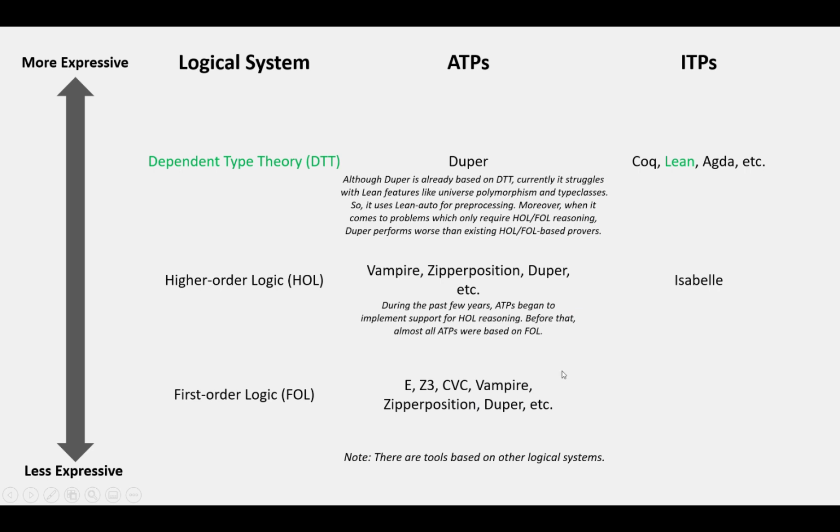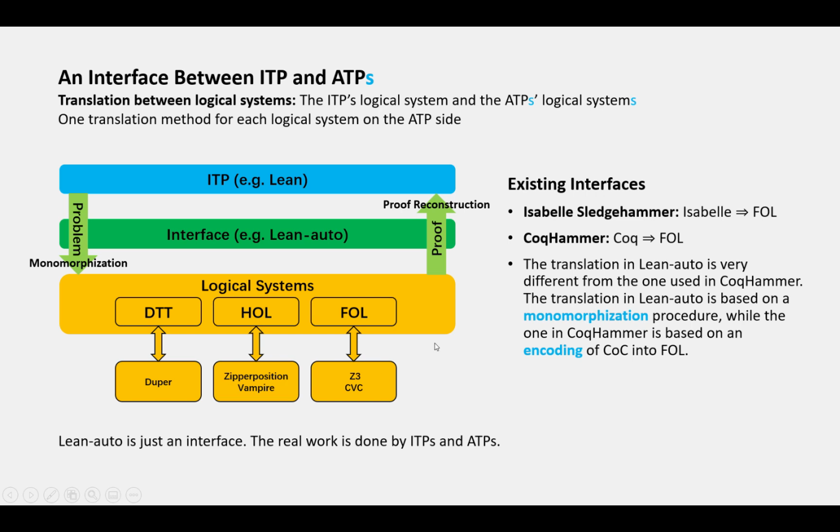However, different ATPs and ITPs are based on different logical systems. For example, Lean is based on dependent type theory. However, most existing ATPs are based on higher order logic and first order logic. So we need an interface between ITPs and ATPs. We need to translate between the ITP's logical system and the ATP's logical system.